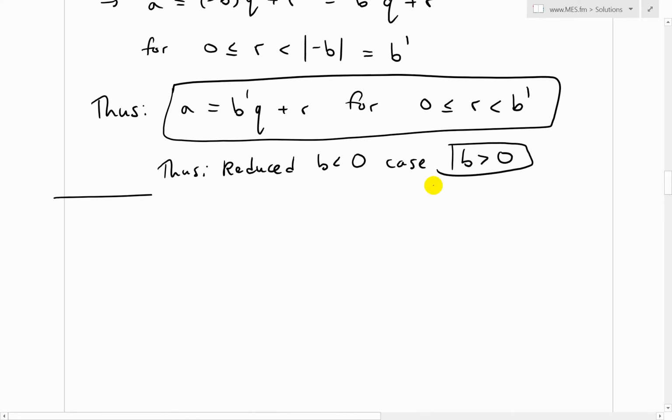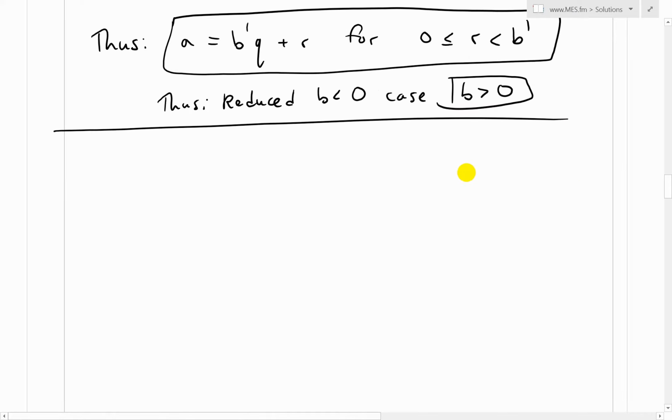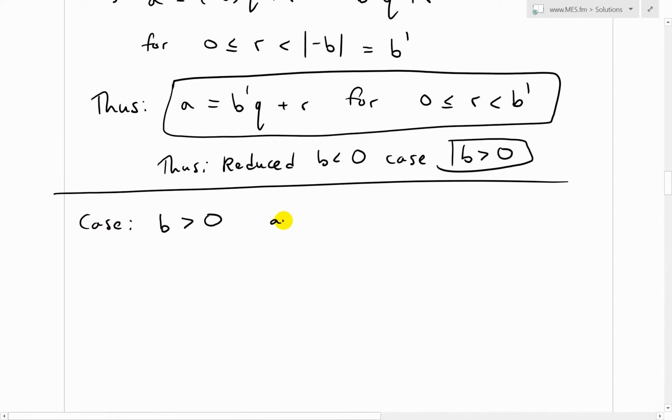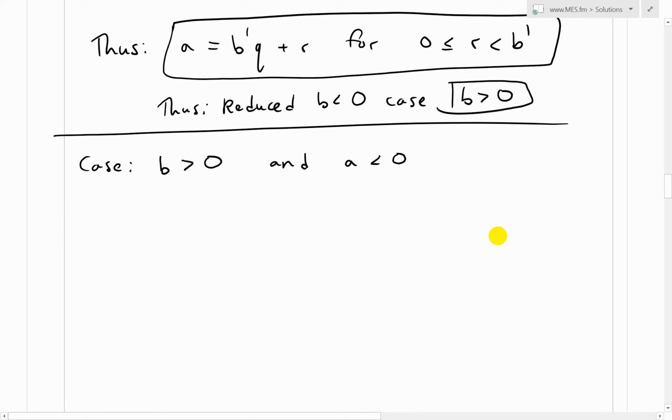So let's look at this case, when B is greater than 0. But now I'm also going to put in the other condition where A is less than 0, just to get rid of all the negative A's and B's, and then I'll show you it's all the same for positive. Now we'll do the same thing. Let A prime equal negative A, so that this is now positive.